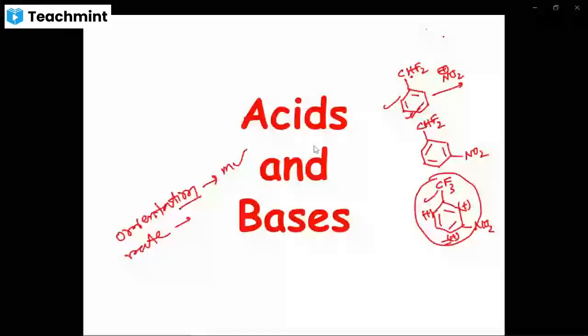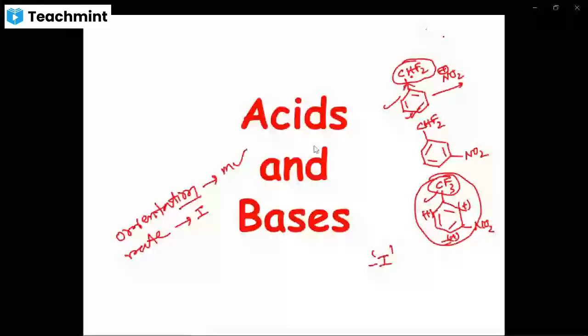When the mesomeric effect is totally absent, then both will be decided by the inductive effect. But if for a group both effects are present, mesomeric and inductive, then the orientation will be decided by the mesomeric effect, and the reactivity will be decided by the inductive effect. Now, if you consider this CF3 group or this CHF2 group, both are minus I effect groups, both withdraw electrons through the inductive effect.